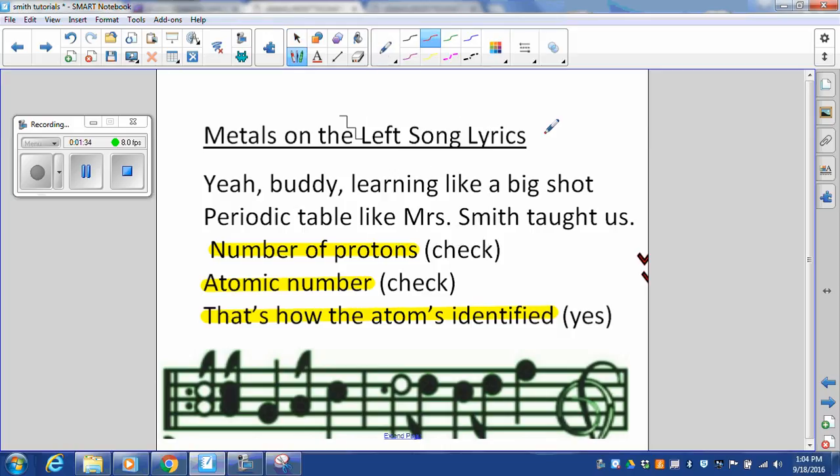Okay, let's go over the song that we've been singing. Yeah, but learning like a big shot, periodic table like Miss Smith taught us. Number proton, check. Atomic number, check. That's how the atom's identified.